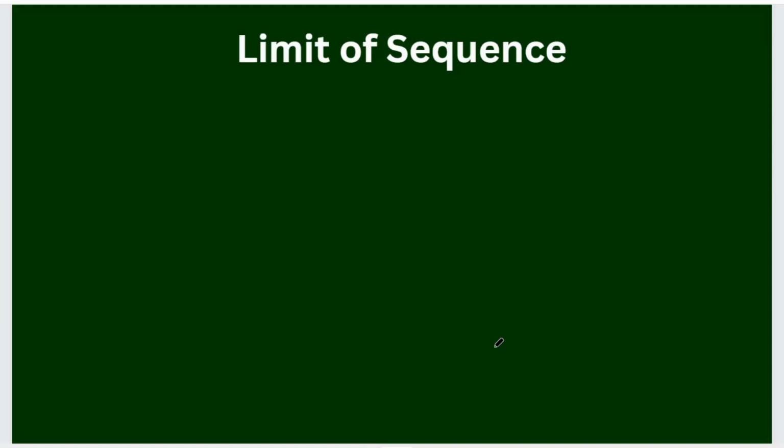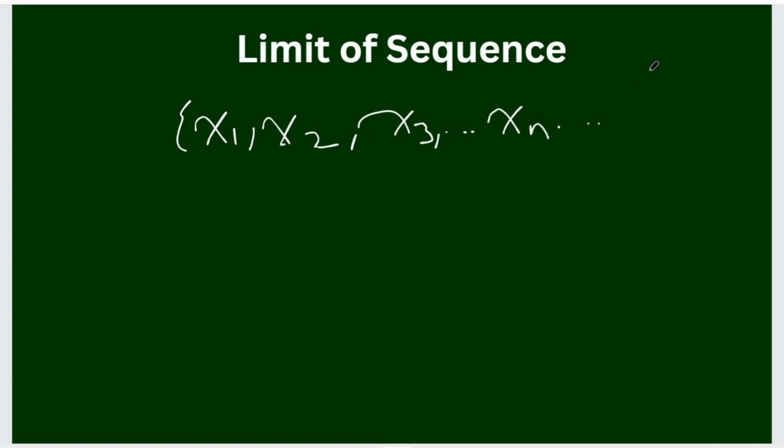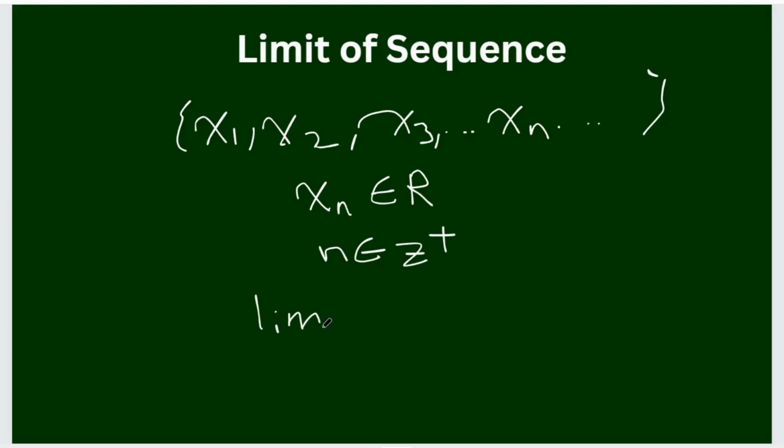In this video, we will learn the definition of sequence limit. So if we have a sequence x1, x2, x3, and it goes on to xn, where xn is a real number and n is a positive integer, then the limit of xn as n approaches infinity is going to be equal to L. So what does this actually mean?